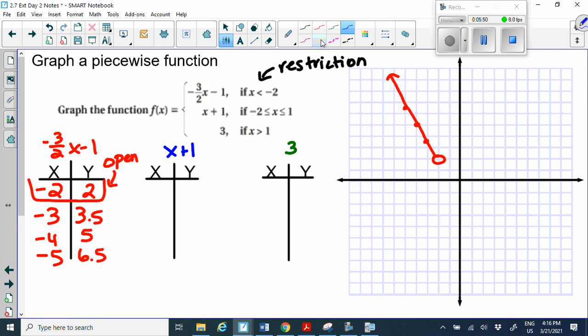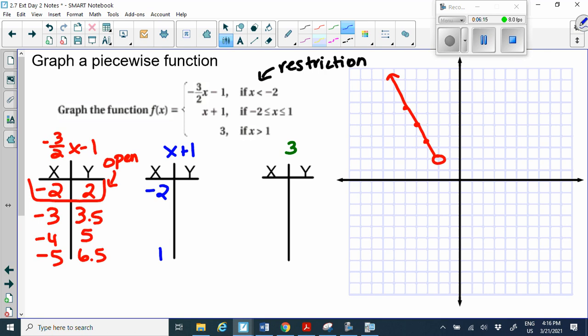Okay, now let's do the x plus 1. Now notice this one's a little bit different. All the other ones we have done so far only had one part to their restriction. In this case, there's two parts because we have x is greater than negative 2, but it's less than 1. When you have two parts to your restriction, we need to include both of them on our xy table.